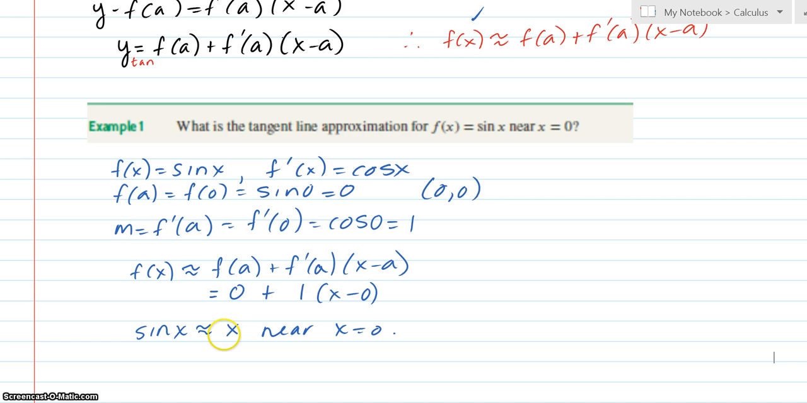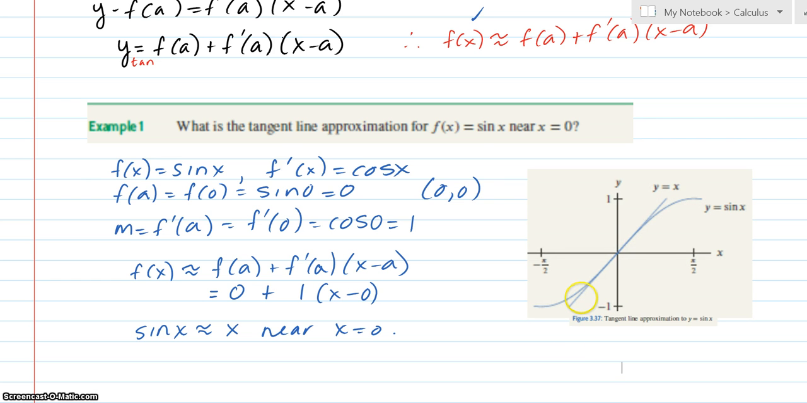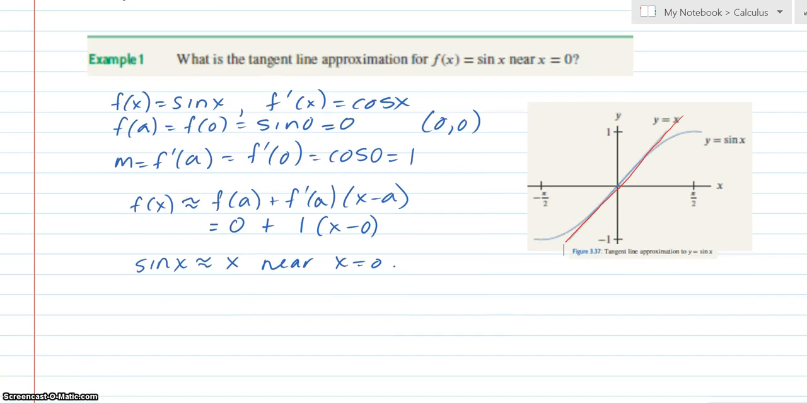And this x is also called the local linearization. You could have also found it just by finding the equation of the tangent line. So let's go ahead and look at a picture of this. So here's our actual function. And then again in red, the equation of the tangent line or linear approximation. You can see that as long as we're close to 0, that is pretty close to the actual function.